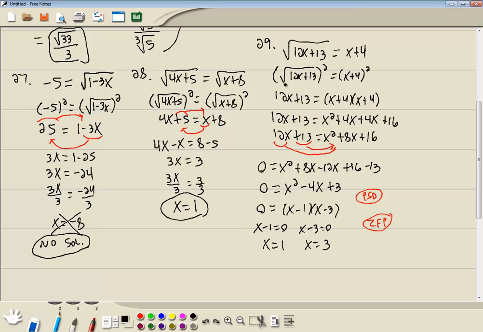If I put 1 back up here, 12 times 1 is 12, plus 13 is 25, square root of 25 is 5. If I put 1 over here, 1 plus 4 is 5. So I get 5 equals 5, so that checks. If I put 3 back up there, 12 times 3 is 36, plus 13 is 49, square root of 49 is 7. If I put 3 over here, 3 plus 4 is 7, so you get 7 equals 7. So that checks.